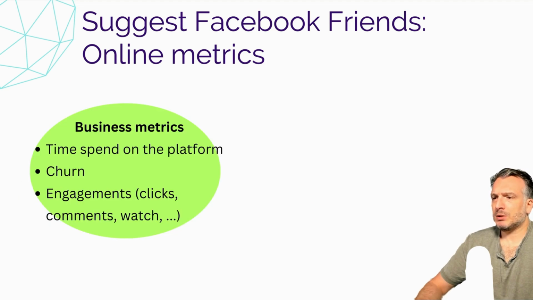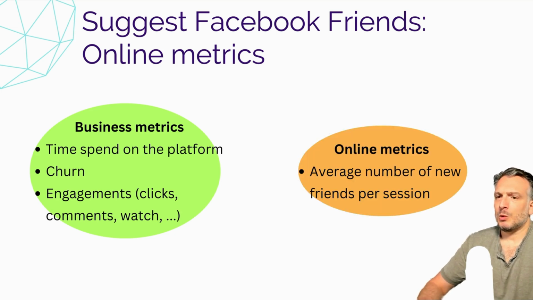So let's remind ourselves, the business metrics that we want to improve is the time spent on the platform. Maybe we want to reduce the churn. Maybe we want to improve the engagement on the feed. And we chose an online metric that is the average number of new friends per session. The question that we may ask is, are those two metrics correlated? If the online metrics decide that there's a model that is better than another one, would the business metrics choose the same machine learning model if we could compare those models using business metrics?